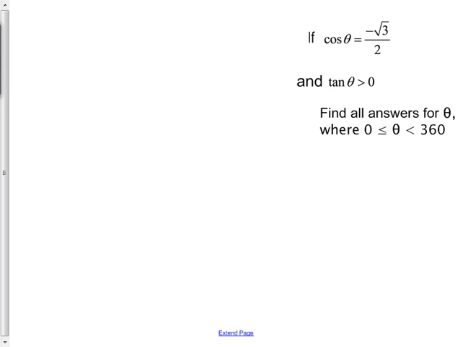Next. If cosine of theta was negative root 3 over 2, and tangent of theta is greater than 0, that's another way to say positive, right? Then you should know where to draw that triangle. You should know 2 of the sides in that triangle. And you should then be able to figure out how many degrees it is. Go ahead and give it a shot. It's like an R3 level. Oh, this comes down to drawing me a triangle.